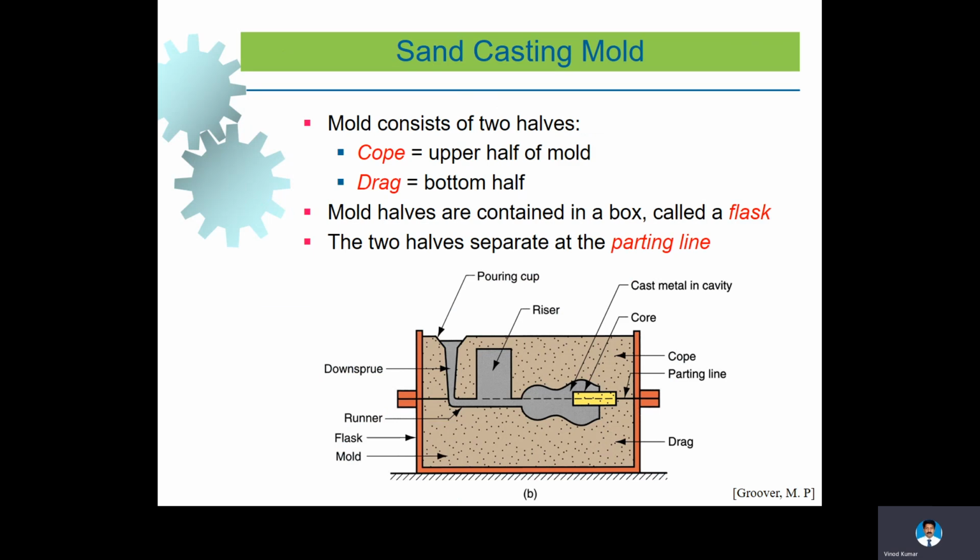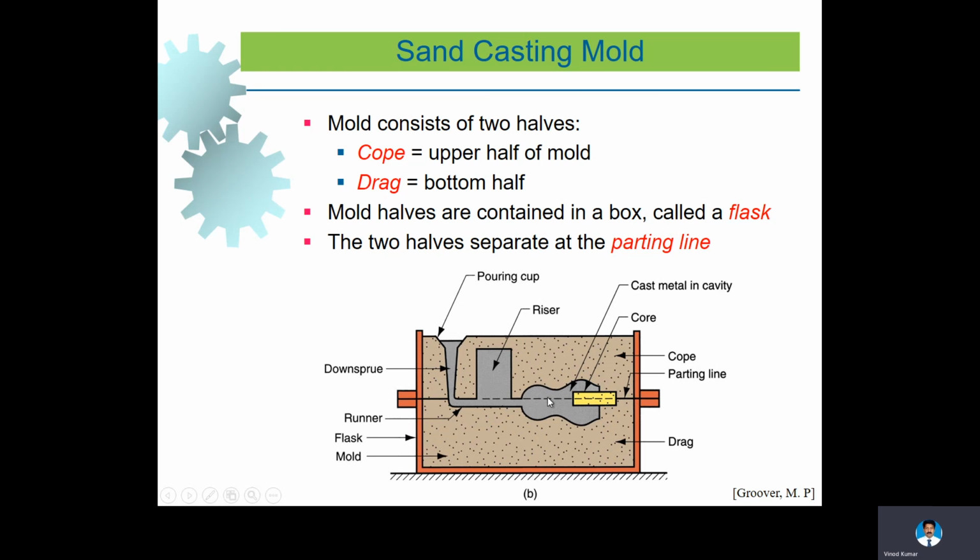Now, when we come to the expandable mold casting, the most common type is sand. The pattern is surrounded by sand. So we produce a mold in a chamber. That chamber is called a flask. It consists of an upper part called the cope and a lower part called the drag. The mold halves are contained in the flask, and they are separated by a line we call the parting line.